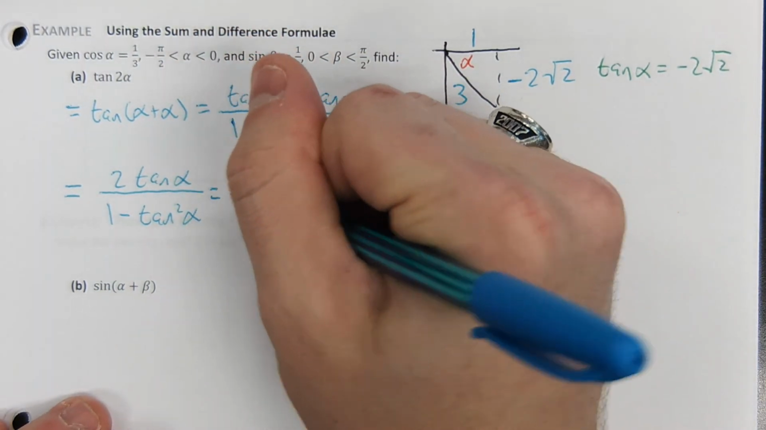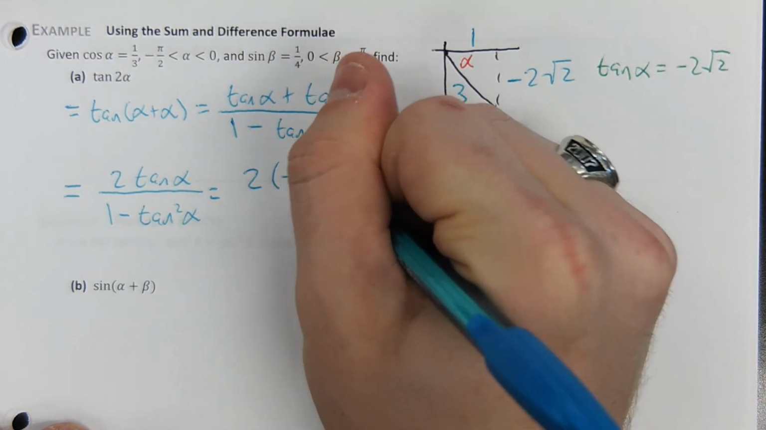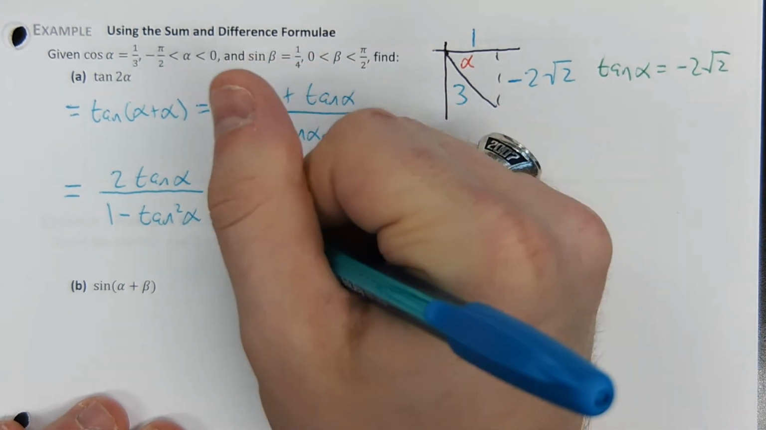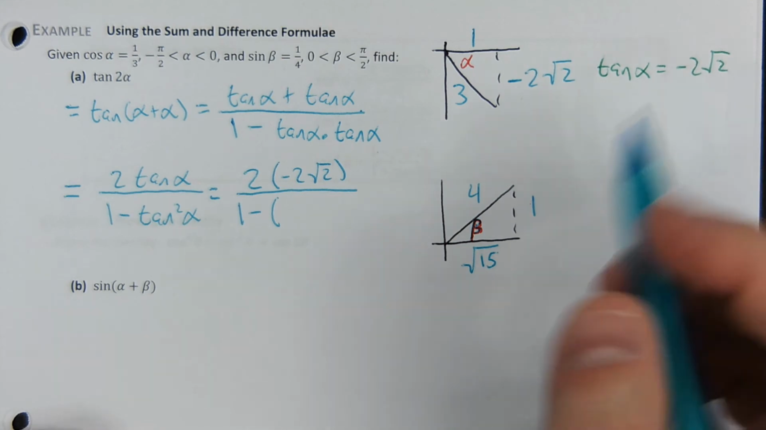So 2 tangent alpha is right here, -2 root 2, over 1 minus negative 2 root 2 quantity squared.